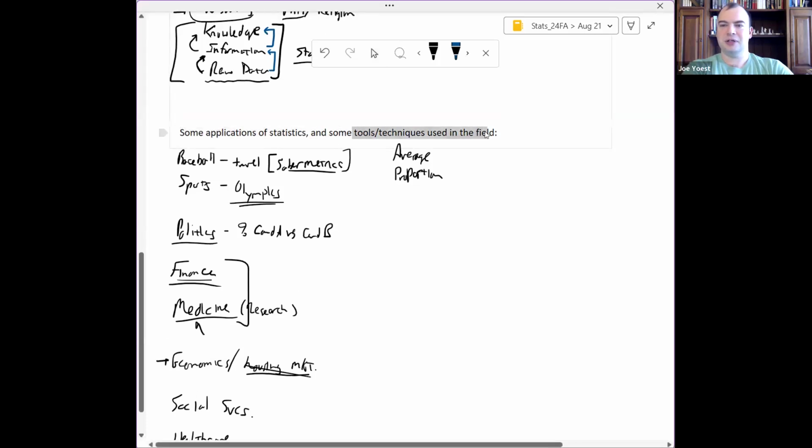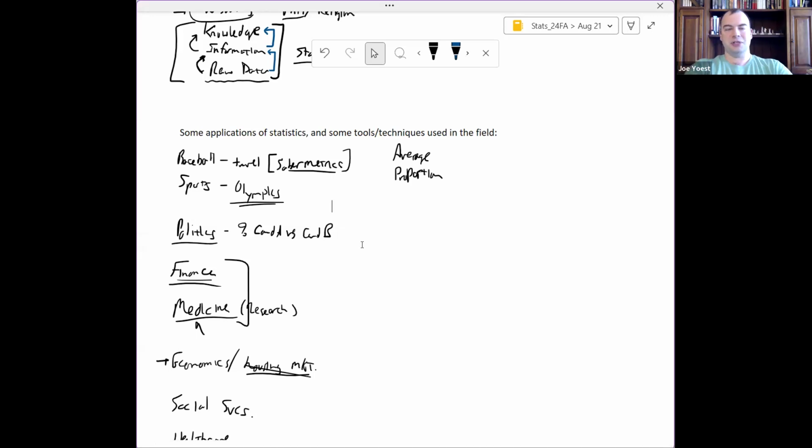Okay, so any ideas of some tools or techniques? This is a little bit more technical, so if you don't have any thoughts here, that's not a big deal. We already talked about some things, like I might be able to take some raw data and get an average, or get a proportion, the proportion of people who are going to vote for this candidate versus that one. Any other ideas of something I might do with raw data to help me understand the world, or to help me understand that data, a little bit better?